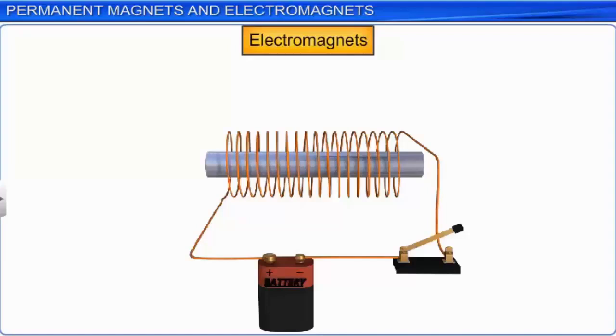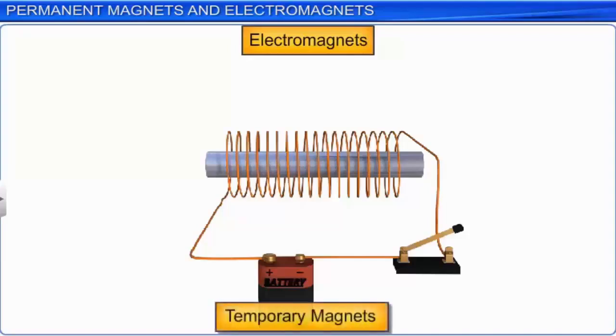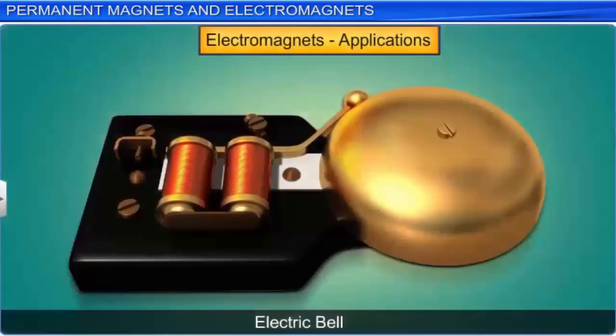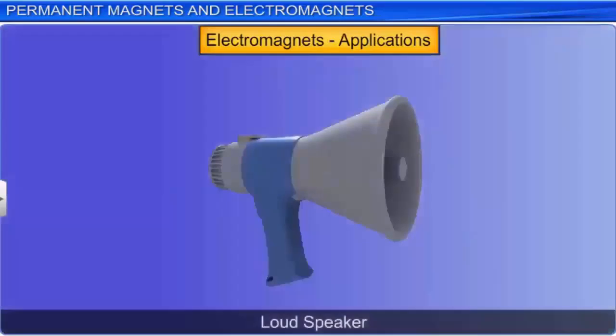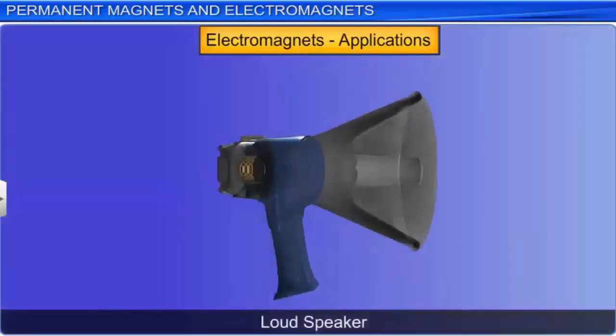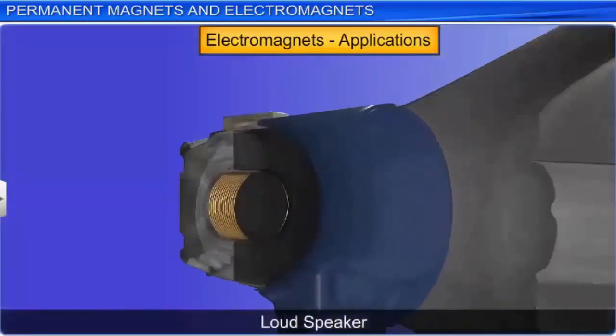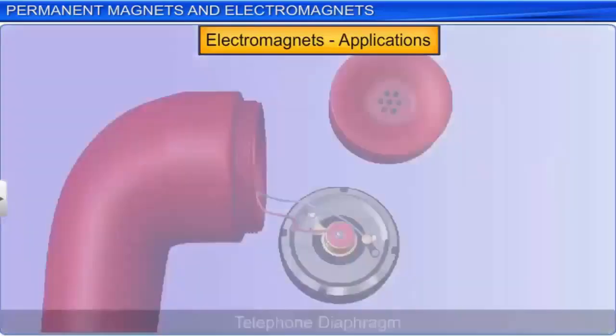Electromagnets have their usage in many applications, such as electric bell, loudspeakers, and telephone diaphragms. Huge electromagnets are used in cranes to lift bulk quantities of iron, steel, and machinery.